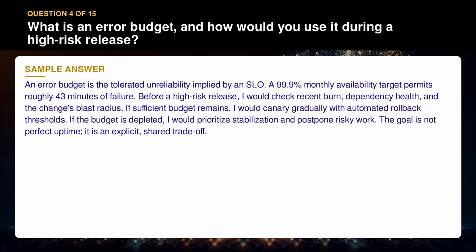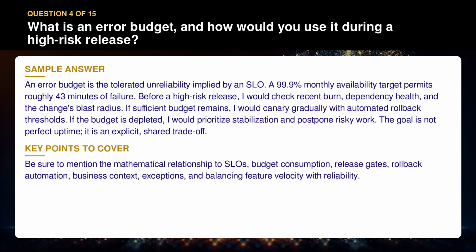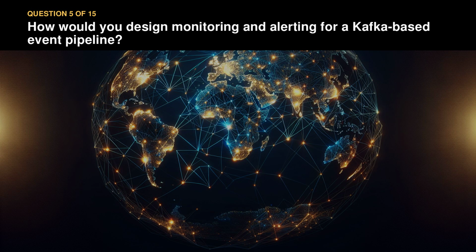If the budget is depleted, I would prioritize stabilization and postpone risky work. The goal is not perfect uptime, it is an explicit, shared trade-off. Be sure to mention the mathematical relationship to SLOs, budget consumption, release gates, rollback automation, business context, exceptions, and balancing feature velocity with reliability.